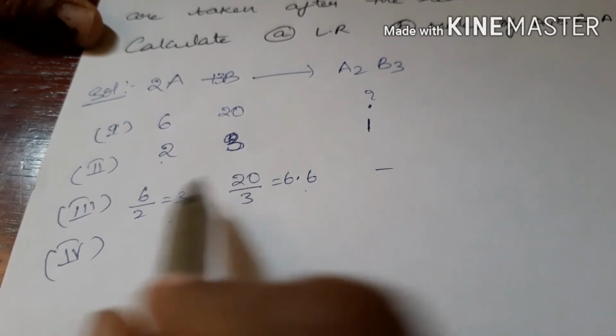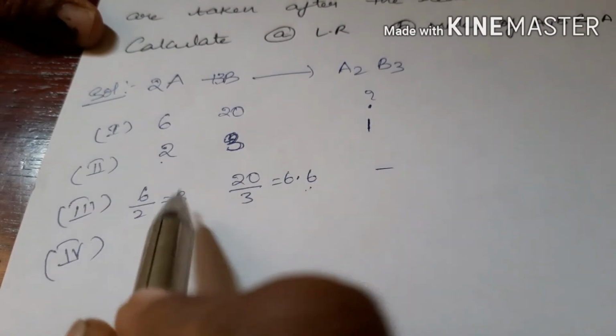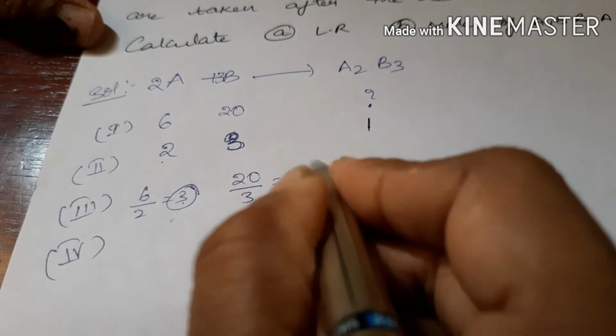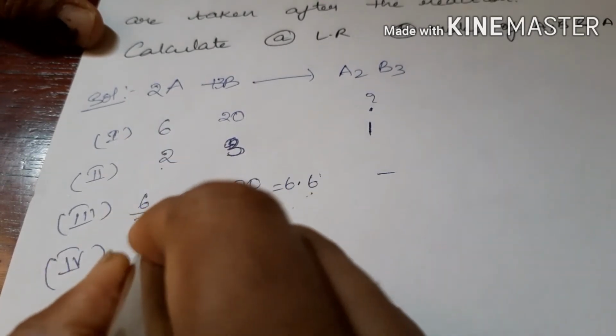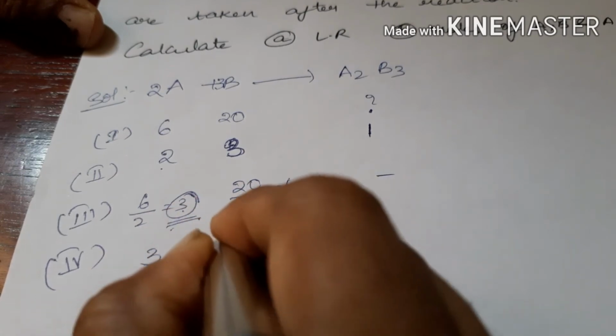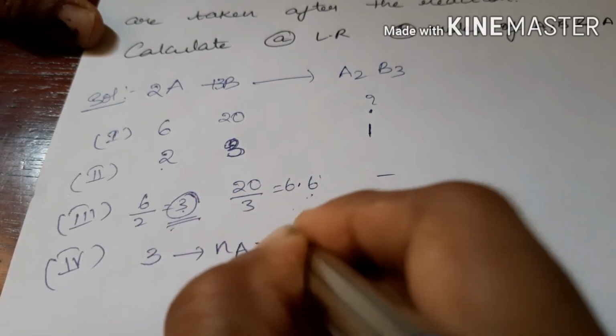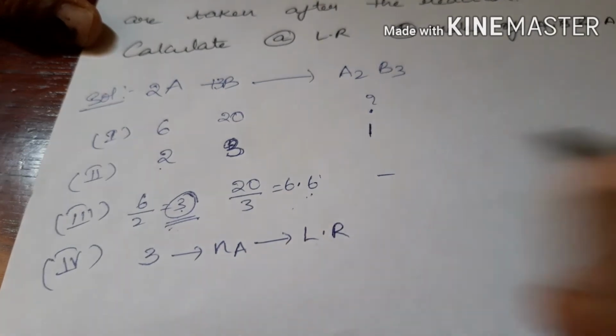By observing these two, 3 and 6.6, which one is lower in number? 3 is the lower number. By observing 3 and 6.6, 3 is the lower one, that means A is consumed first. This is known as the limiting reagent.